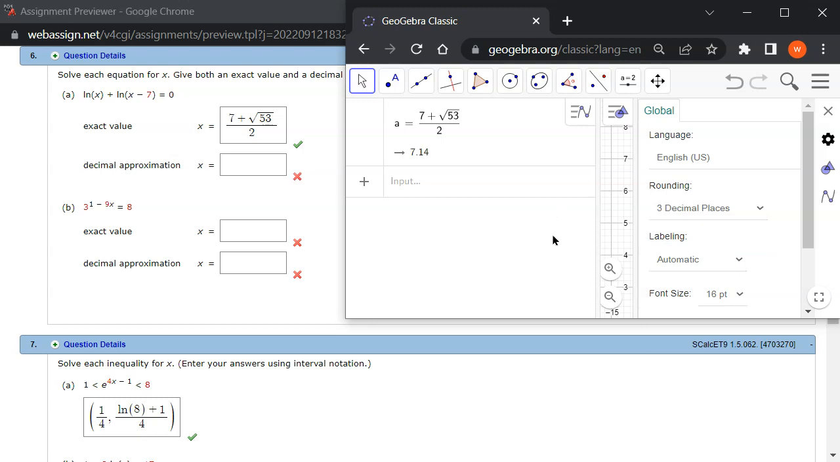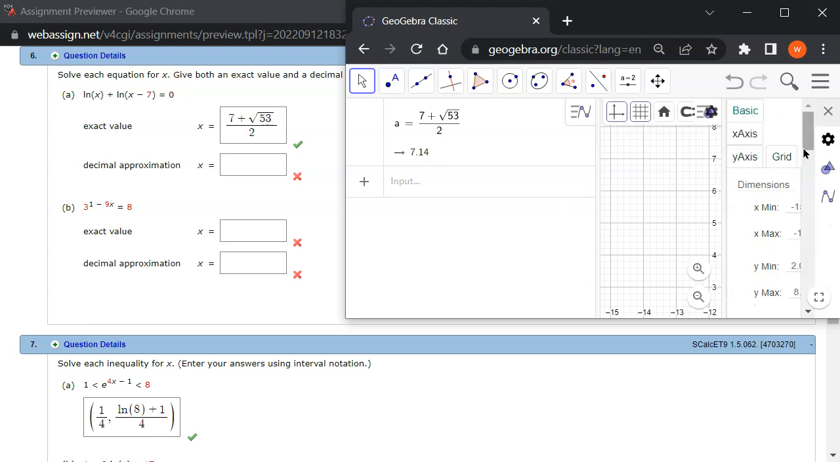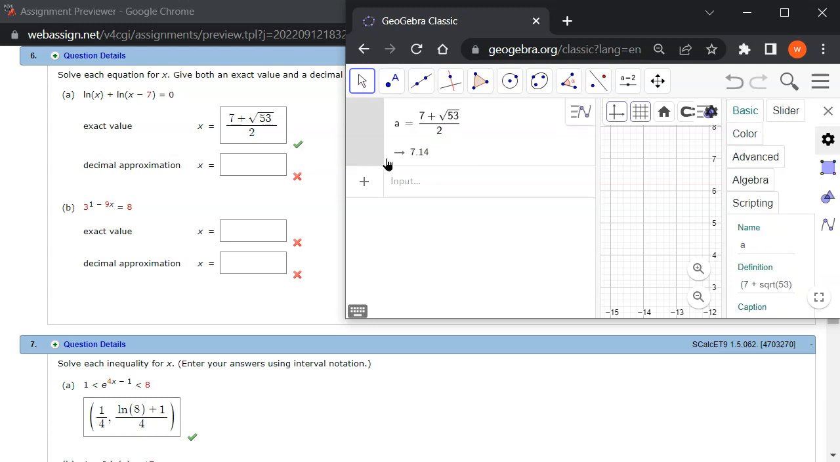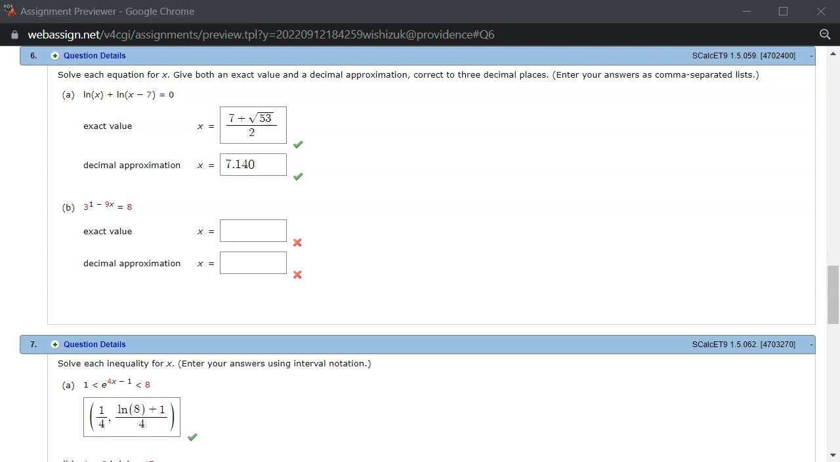Oh, it didn't change. Hold on a sec. So here, let's see. It's 3 decimal places. So it looks like it's going to be 7.140. Let's check the answer. It came back and looks like we got part A correctly. Let's look at part B.